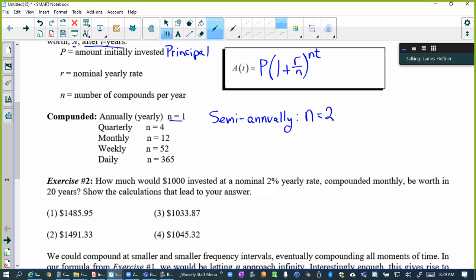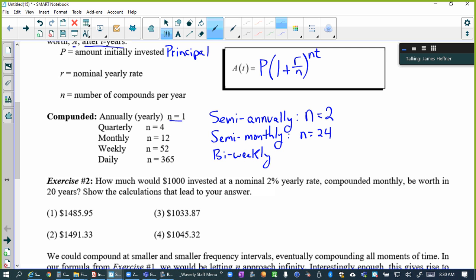We also have what's known as semi-monthly. That would be 24. Right, so if monthly is 12, how many semi-monthly periods are there? There'd be 24 of them, right? So N would equal 24. This next one I'll give you is actually very common. I'm surprised they don't include it, right? Bi-weekly.